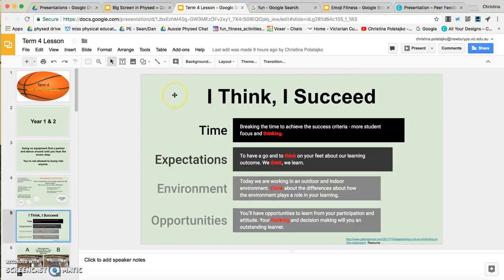Again, this is the critical thinking model that I have implemented just recently for my students. So it will take some time, but again, it's just going through the expectations and the time that they have, the environment they would be learning in, and the opportunities that they'll be given from our focus.